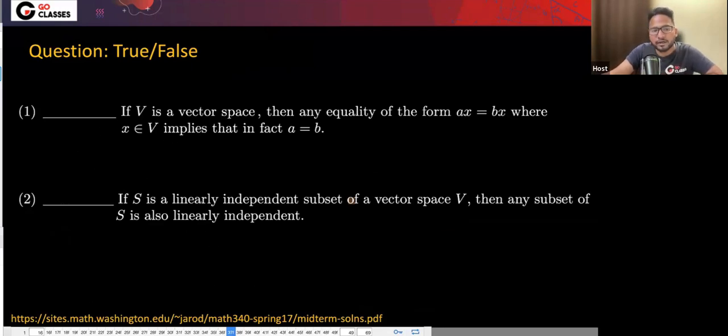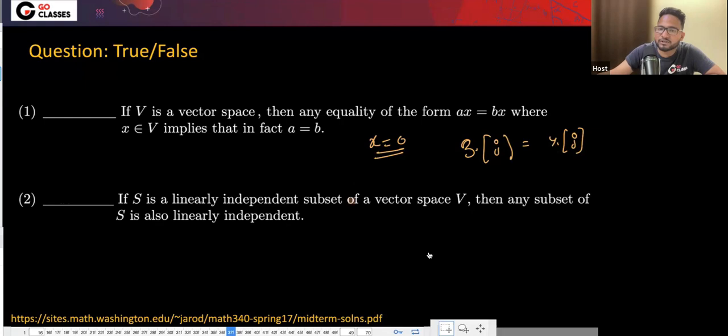Tell me if this is true or false. If V is a vector space, then any equality of the form ax equal to bx, where x belongs to V, which means x is a vector, implies that a equals b. Is this true? It seems true, but actually it is false. What if x equals 0? Then 3 into 0 equals 4 into 0, but it doesn't mean that 3 and 4 are equal, right? That is why this is false.